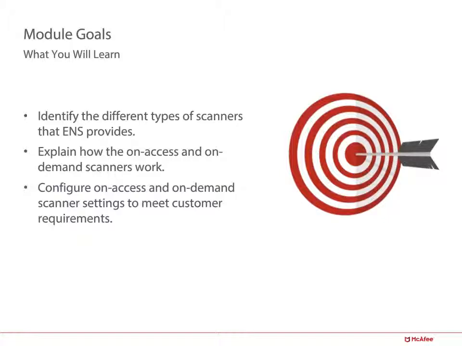All your other components have to do with the access protection, our quarantine manager, the detection of potentially unwanted programs. But this one is where, when somebody accesses a file, what does the ENS scanner on-access scan do? Also, how do I go in and configure our on-demand scan? So we're going to identify the different types of scanners that ENS provides. We're going to explain how the on-access and on-demand scanners work. And we'll configure the on-access and on-demand scanner settings to meet your needs.